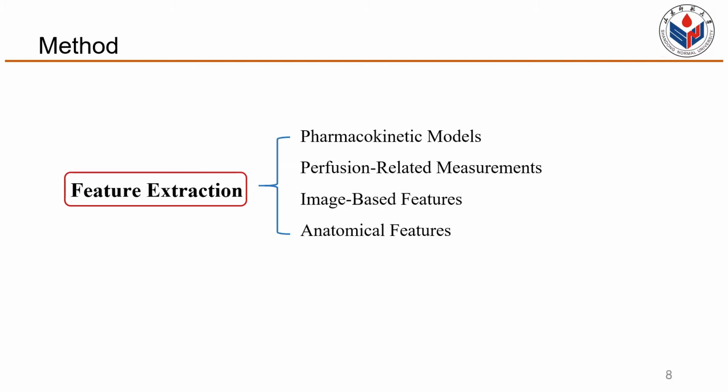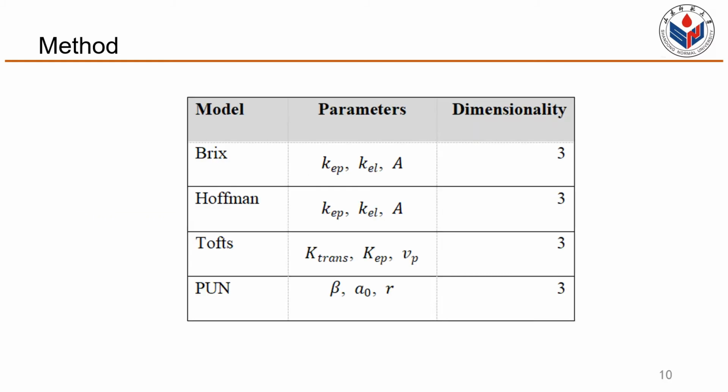After that, we applied the feature extraction. Four categories of features are extracted. The first category of features is estimated by using the pharmacokinetic models, which estimate a few features by fitting the pharmacokinetic models to the concentration curves. The pharmacokinetic models commonly used include the Brix, the Hoffmann, the Tofts, and the PAM model. Each model extracts 3 parameters from the DCE MRI series.